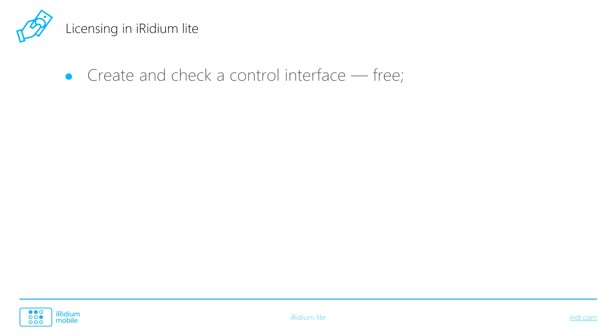To begin with, creating a project in iRidium and testing it is free. You can download any module to control equipment and test it. You can test the work of logic before buying a license. We want you to have no doubts that the product solves all your tasks. A license is bought for every control interface created in iRidium.